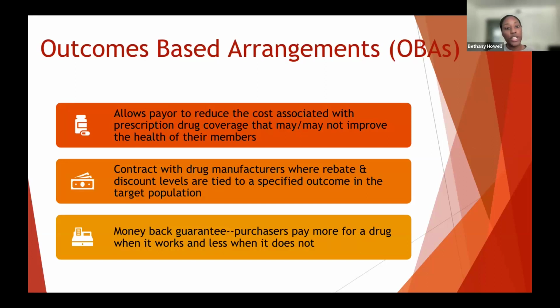Outcomes-based arrangements really allow the payer to reduce the costs associated with prescription drug coverage that may or may not improve the health of their members.